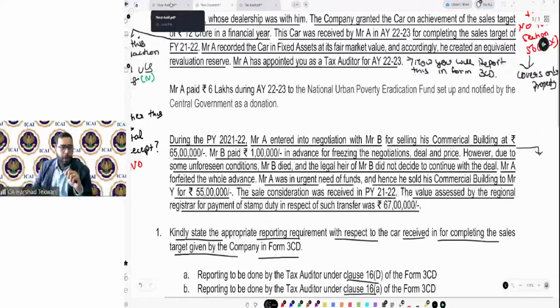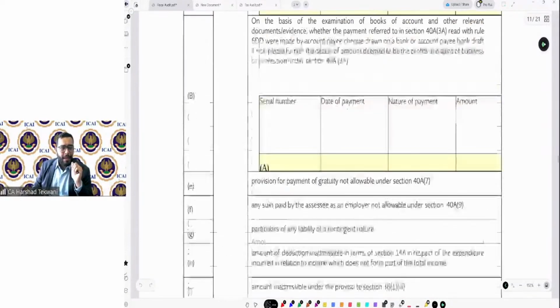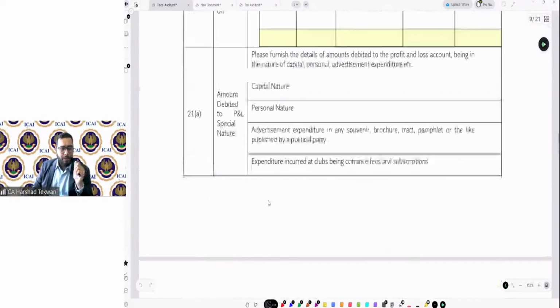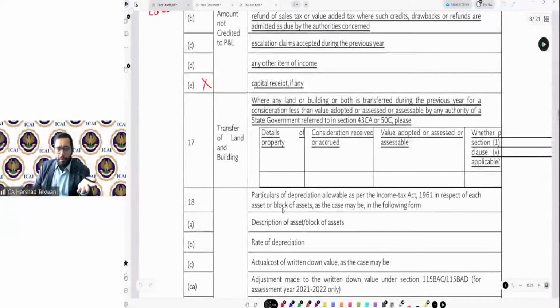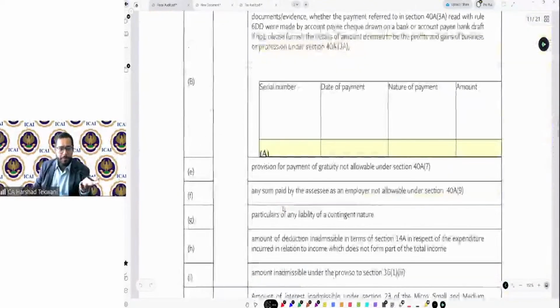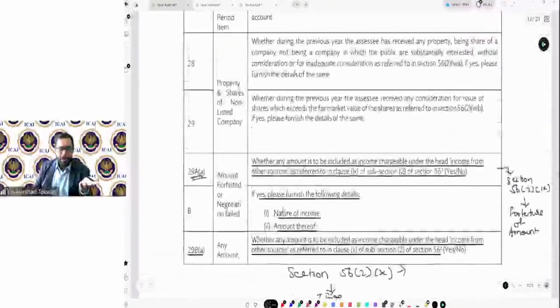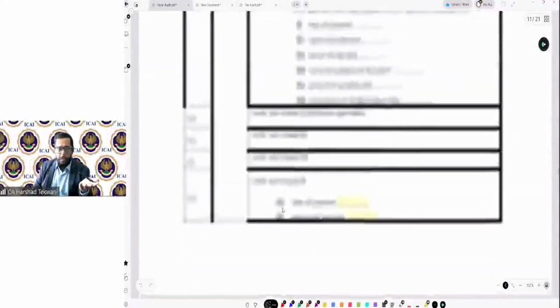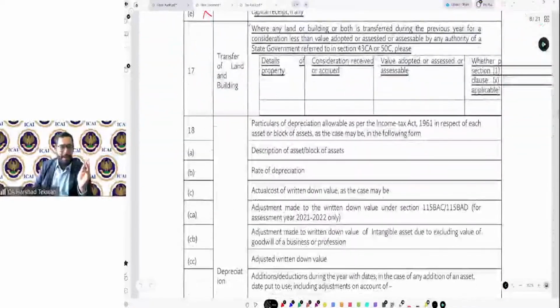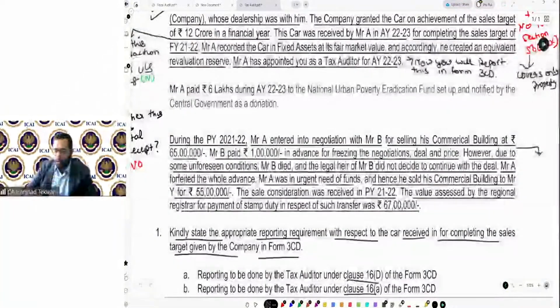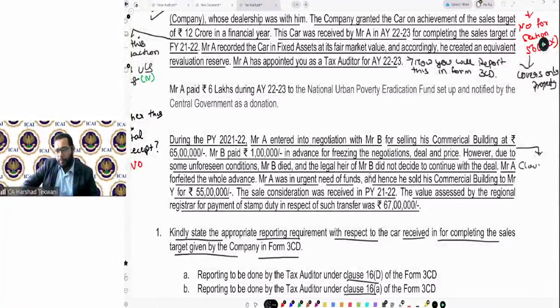Okay, so you guys might be saying, I will report in clause 17, this one, land and building. Plus, I will report in 29AA, forfeiture. Correct? That is fine. You will report it over here. Like, okay, clause 17 and 29AA. Okay, fine, good. That will be there.